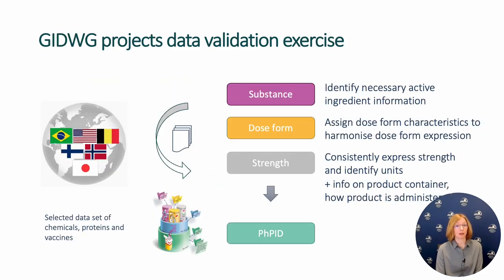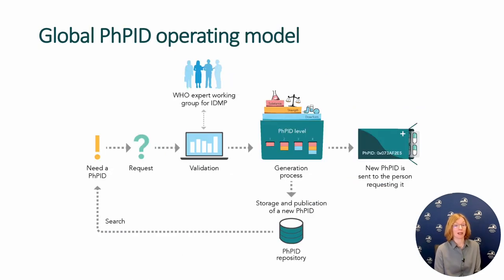As a part of the Global IDMP Working Group projects, we are developing the processes and the suggested business rules for global PHP ID. GIDIWIG has been working with a number of datasets from different countries, including US, Brazil, Belgium, and Norway, where the GIDIWIG pharmacist expert team, consisting of pharmacists from FDA and UMC, are validating each product by reviewing the SmPC or labeling information to identify the substance, assign a global harmonized dose form expression, and consistently express strength and identify the correct unit. In many cases, additional information from the SPC is also needed, such as information on the product container, dosing, and administration. The proposed PHP ID generation process is expected to apply for single requests as well as for entire national datasets when a country is starting to use the global identifiers.